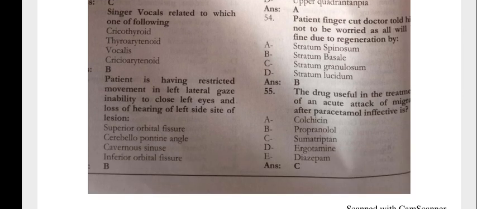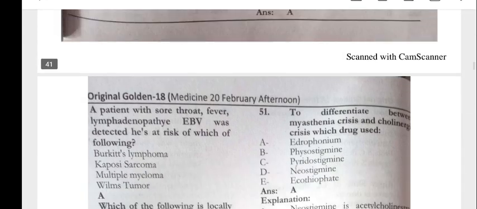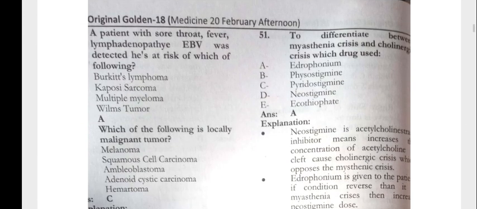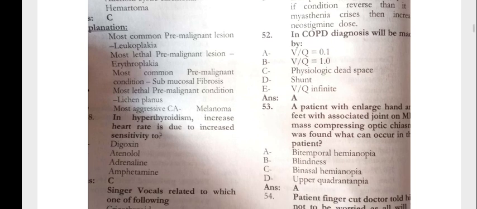The patient is having restricted movement in the left lateral gaze, inability to close the left eye, and loss of hearing on the left side. The lesion is the cerebellopontine angle. Next, to differentiate between myasthenic crisis and cholinergic crisis, which drug is used? Edrophonium. In COPD, diagnosis will be by VQ ratio 0.1.